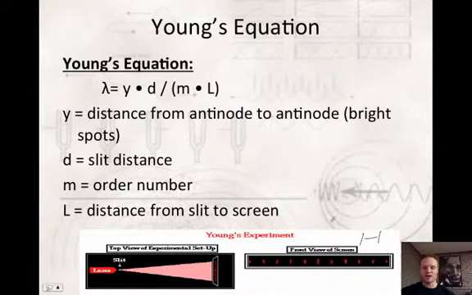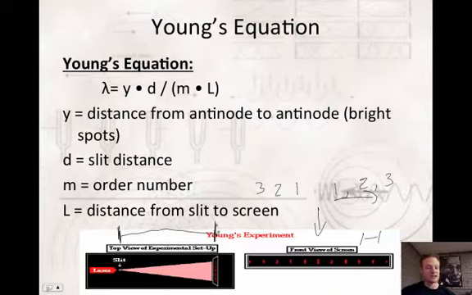Remember it starts at 0 in the middle and it works its way from right to left or left to right, either way, 1, 2, 3, and so forth. And this would also be 1, 2, 3, and so forth. Okay, so that's the m. And then L is the distance from the slit, if in this picture here's the slit, to the screen or the wall that you're projecting this on. If you start putting these numbers into this equation, you can find out the wavelength of whatever is producing the light. And that's how Thomas Young was able to do this.